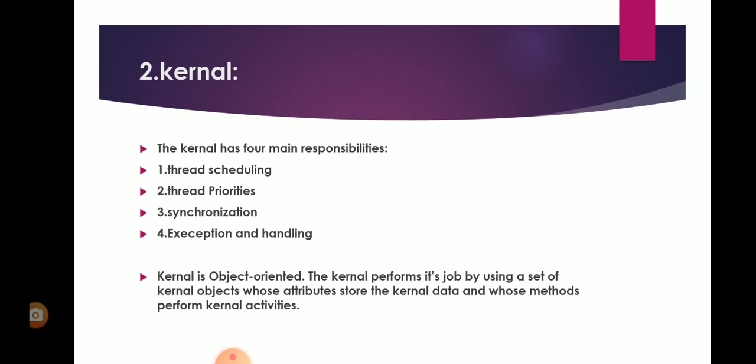Second layer is the kernel. Kernel has four main responsibilities. First one is thread scheduling. Second one is thread priorities. Third one is synchronization. And fourth one is exception handling. Kernel is object oriented. The kernel performs its job by using a set of kernel objects whose attributes store the kernel data and whose methods perform kernel activities.